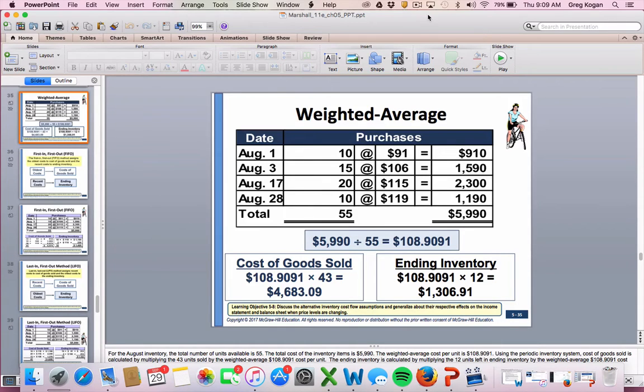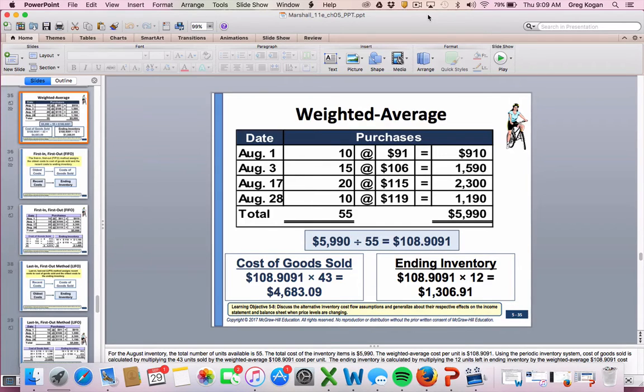Right off the bat, the two things we're going for are cost of ending inventory and cost of goods sold. For weighted average, we look at the total cost of all the boats. Total cost is $73,980. Divide that by the number of boats available for sale throughout the year, basically everything we have owned, and that's 45. So the average cost per boat is $73,980 divided by 45, and that's $1,644 per boat.